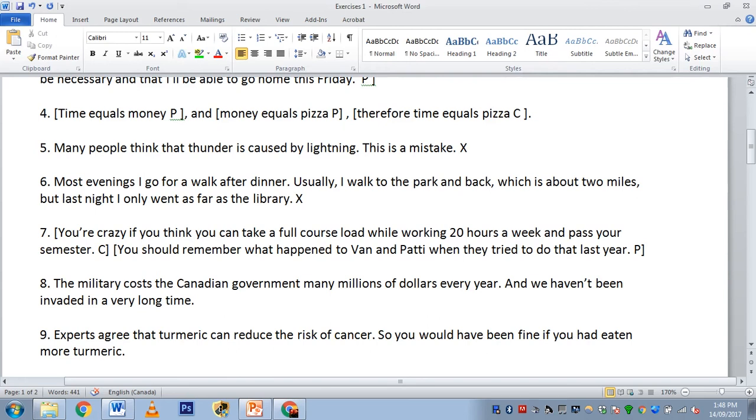All right. The military costs the Canadian government many millions of dollars every year, and we haven't been invaded in a very long time. Argument or not an argument? Not really an argument, is it? It's just somebody saying a thing.